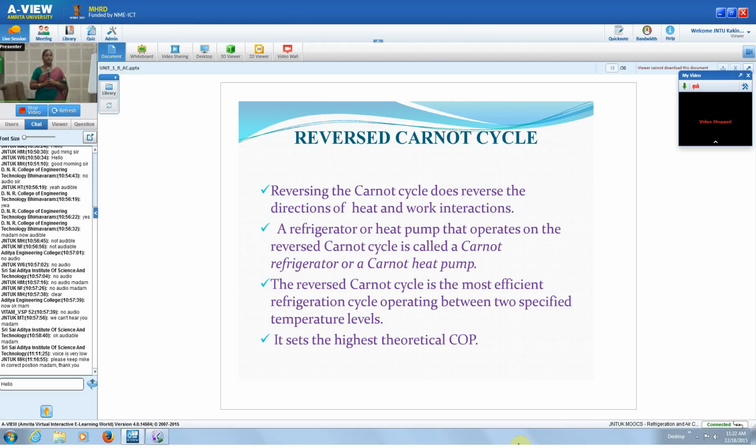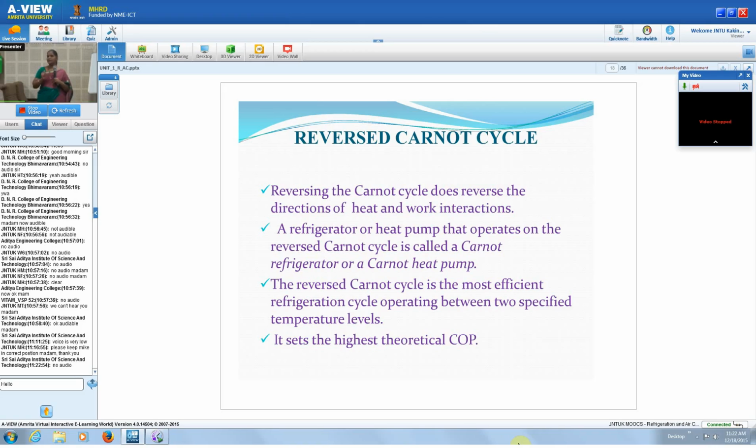Reversing the Carnot cycle reverses the directions of heat and work interactions. A refrigerator or heat pump that operates on the reversed Carnot cycle is called a Carnot refrigerator or Carnot heat pump. The reversed Carnot cycle is the most efficient refrigeration cycle, operating between two specified temperature levels. So it sets the highest theoretical COP. So the cycle used here is the reversed Carnot cycle; the direction is only changed.